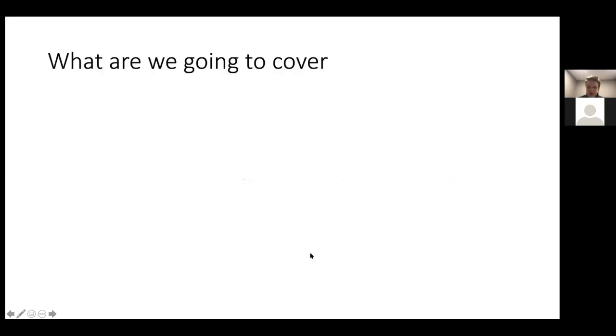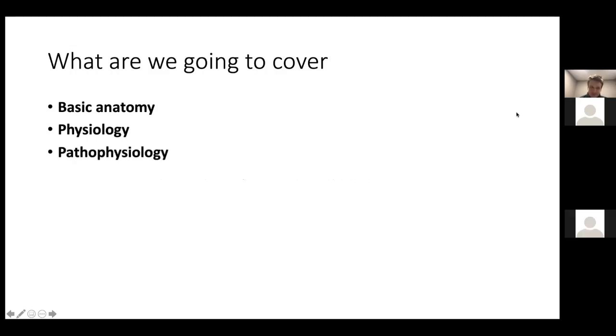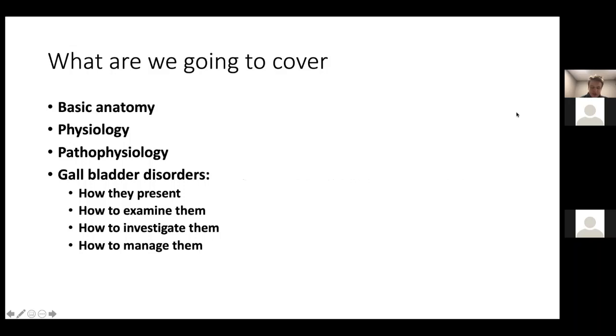Okay. So what we're going to cover today. So some basic anatomy. For those of you in later years, this might be a bit of a throwback, but it's useful to remember. Some basic physiology, pathophysiology, and then gallbladder disorders. So ones that are important for you to know, and maybe some rare ones as well. So how they present, how to examine, what investigations would you order, and how would you manage them. So that's what we're going to be covering today.